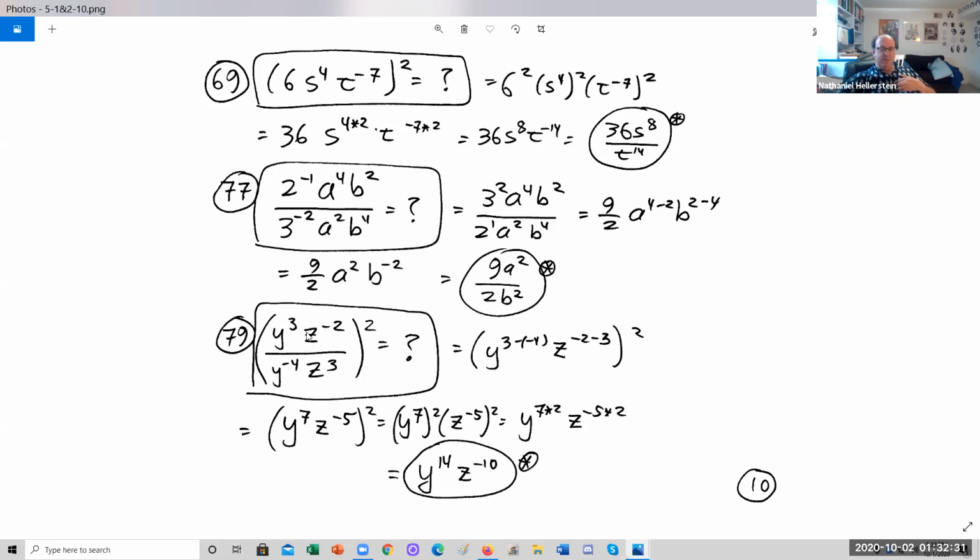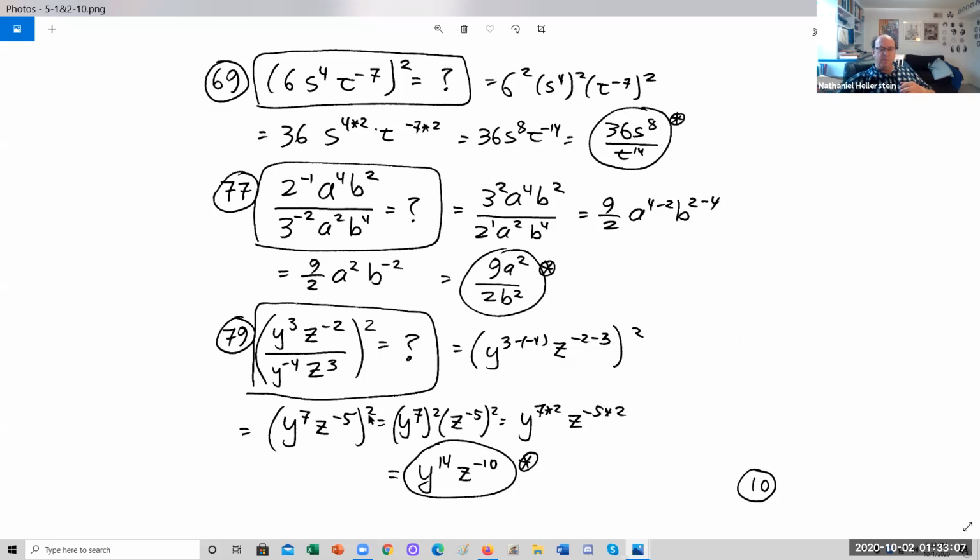There. Here's this gnarly thing. y to the third, z to the negative 2 over y to the negative 4, z to the third, all that to the second power. Okay, first let's work this out. Ratios of y's means we subtract the powers. y to the 3 minus negative 4. Same with z, z to the negative 2 minus 3. Here, all squared. Now 3 minus negative 4 is 3 plus 4 is 7. y to the 7. Negative 2 minus 3 is negative 5. z to the negative 5.